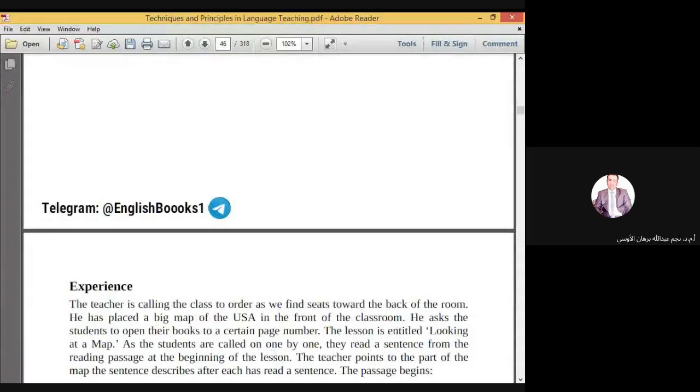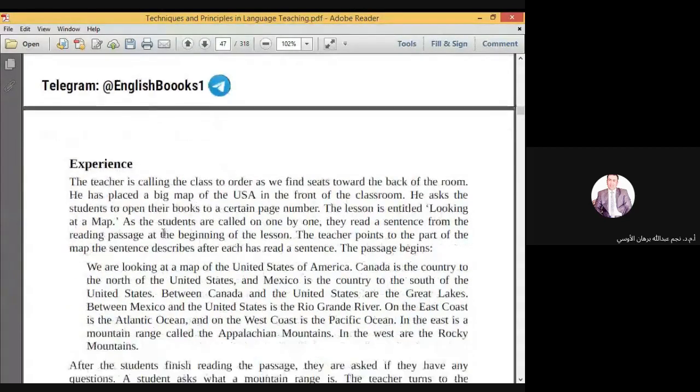Now let us see the experience of this method. The teacher is calling the class, I mean students, to order as well as to find seats toward the back of the room. He has placed a big map of the USA in the front of the classroom. He asks the students to open their books to a certain page number, titled Looking at the Map.